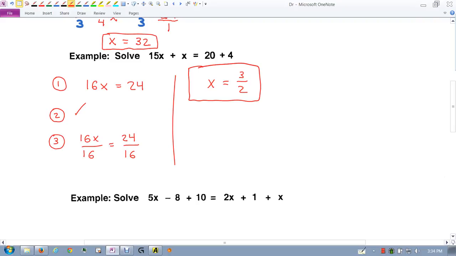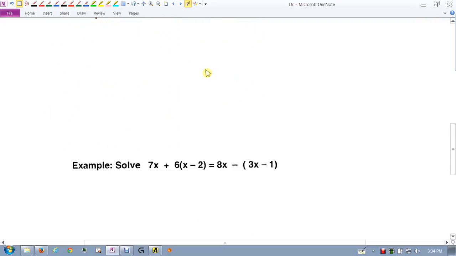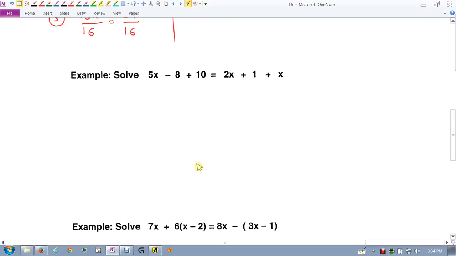All right, now it's starting to get messy. Step 1, is there anything we can do here on the left and right side? Yes, quite a bit of stuff. We can put the negative 8 and 10 together. We can put this 2x together with this x. So let's do that first. I'm doing step 1. 5x and then plus 2 equals how many x's? 3x plus 1.